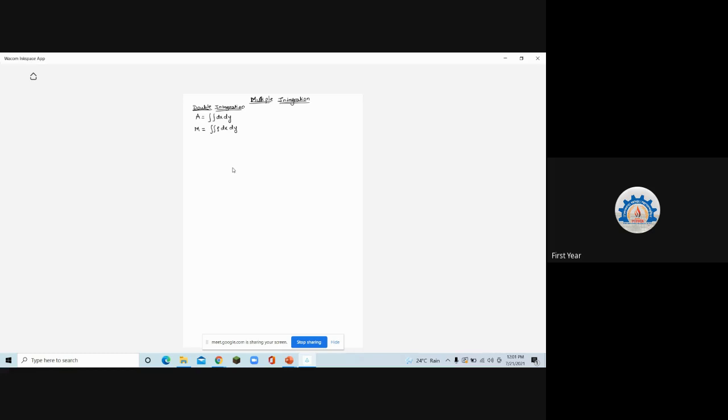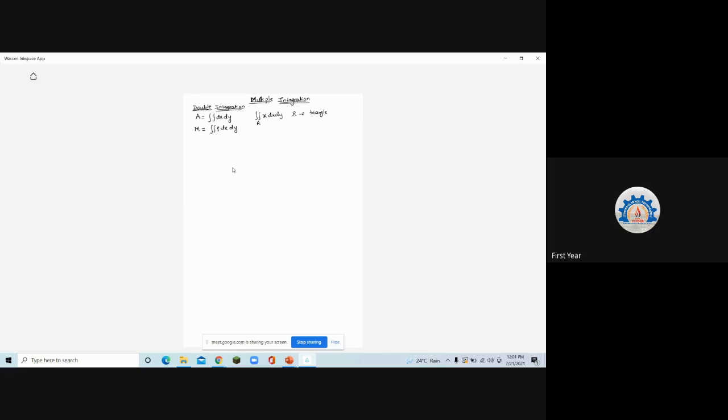Then we saw the examples where the limits are not given, but the region is given. So the questions were like find the double integration over R of x dy dx, where R was given to be a triangle or intersection of a parabola and straight lines and so on. Those types of examples we saw.